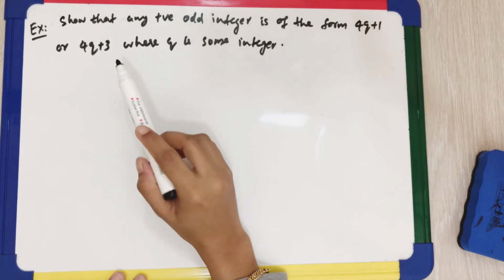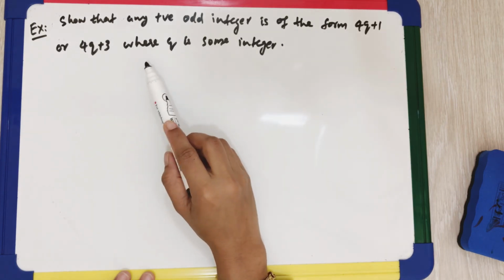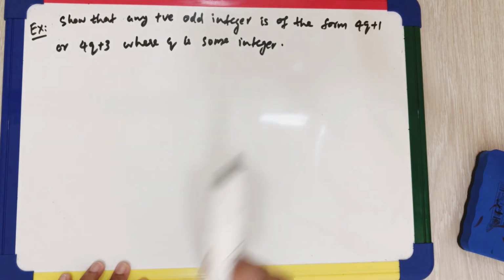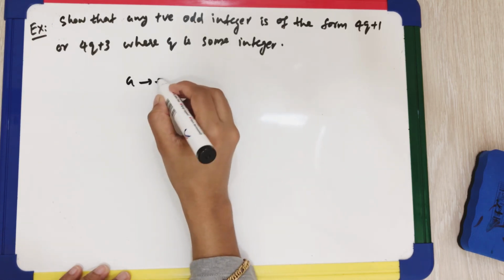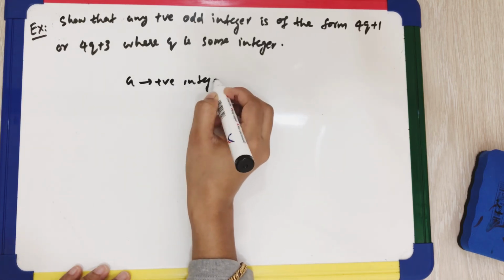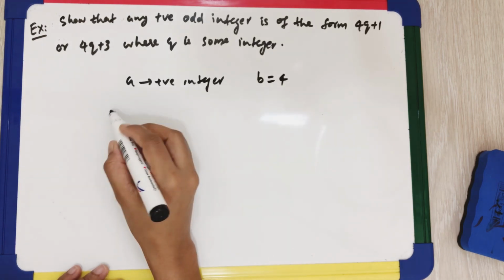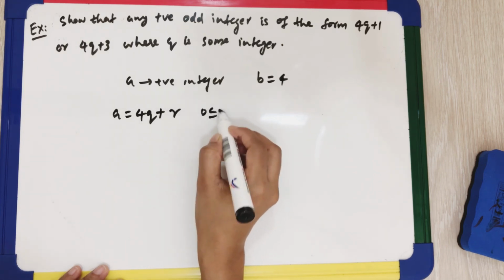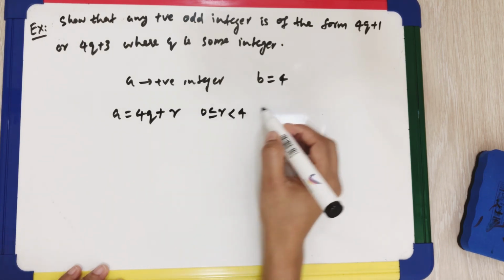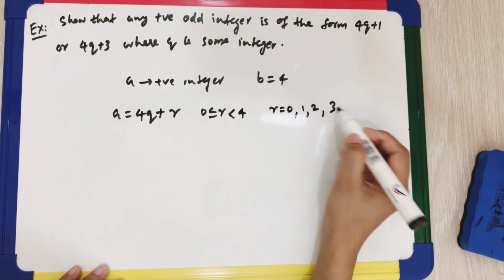Next question: show that any positive odd integer is of the form 4q plus 1 or 4q plus 3, where q is some integer. Here we can take a to be any positive integer and b equal to 4. Then by Euclid's lemma, we get a is equal to 4q plus r with 0 less than or equal to r less than 4. That is, r can take values 0, 1, 2 and 3.